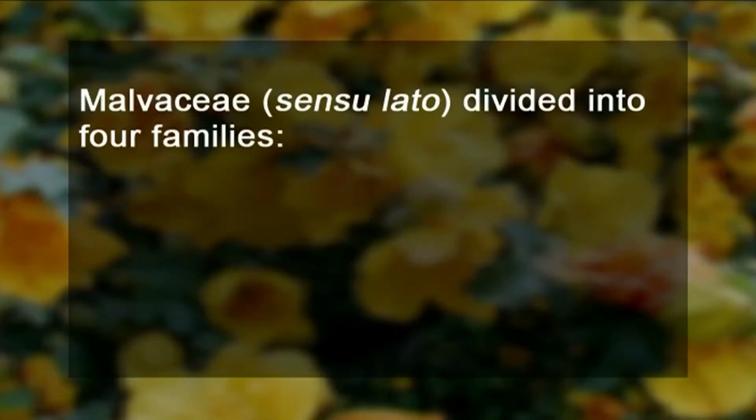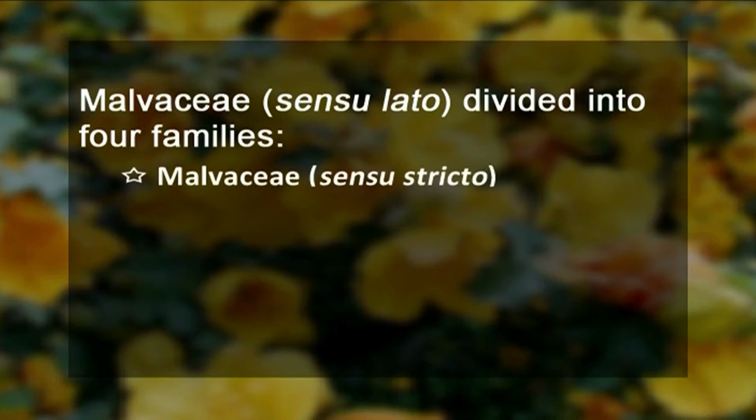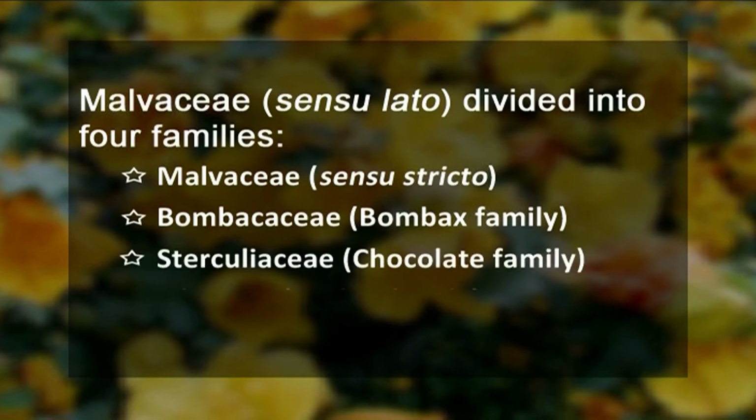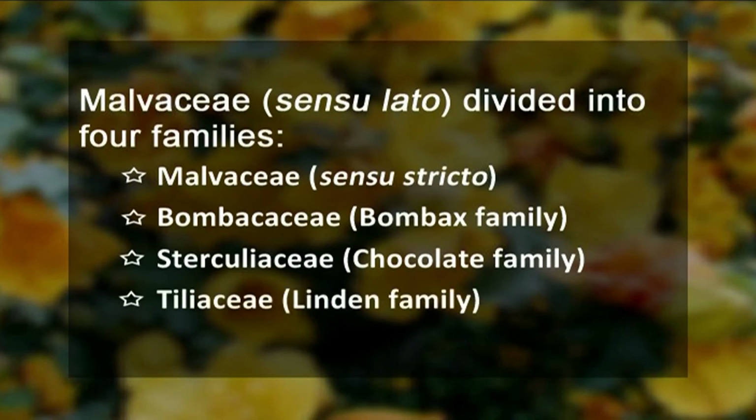Previously, from very earlier times, and still quite common nowadays even, the Malvaceae was divided into 4 families. The 4 different families were, first of all, the Malvaceae, but in a strict sense, what in taxonomy we call sensu stricto. Number second family was Bombacaceae, commonly known as the Bombax family. Third family was Sterculiaceae, commonly known as the chocolate family, and the fourth one was Tiliaceae, commonly known as the linden family.